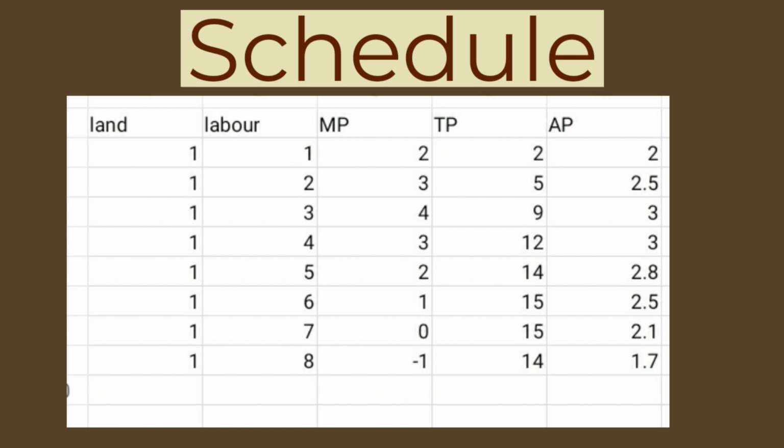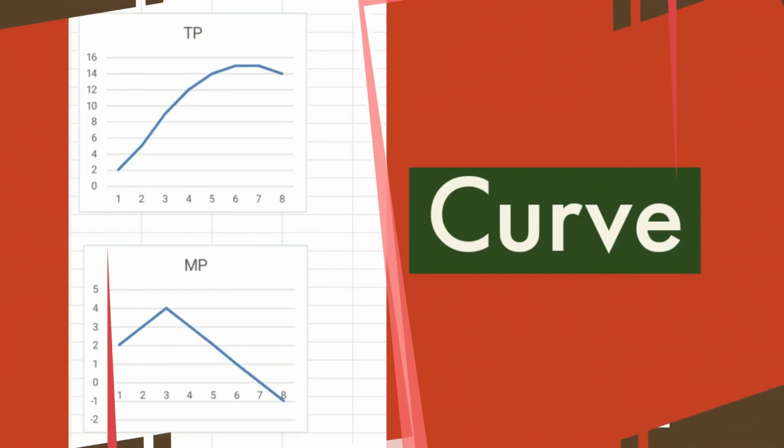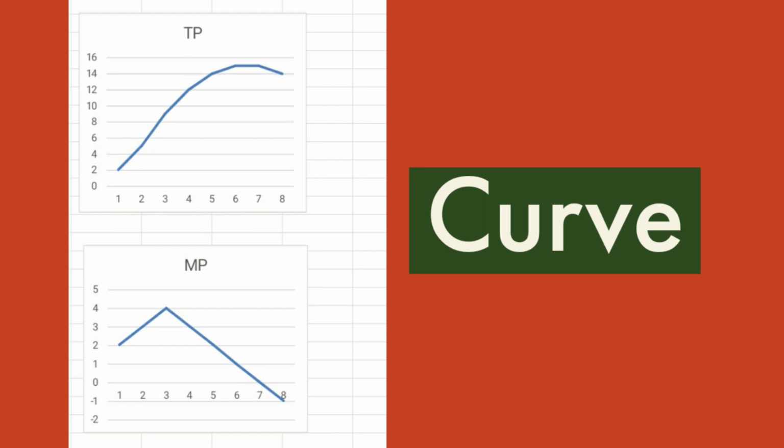14. So it means here from this schedule we can say that on the basis of the law of variable proportion, MP will firstly increase, then it will decrease, then it will become 0 and negative. If we see the curve, see how the MP is increasing and then decreasing, 0 and negative, and how the TP curve is changing its shape.